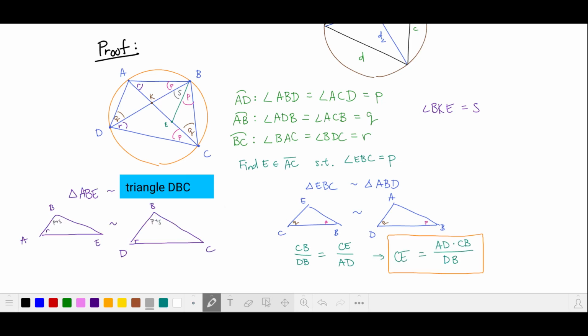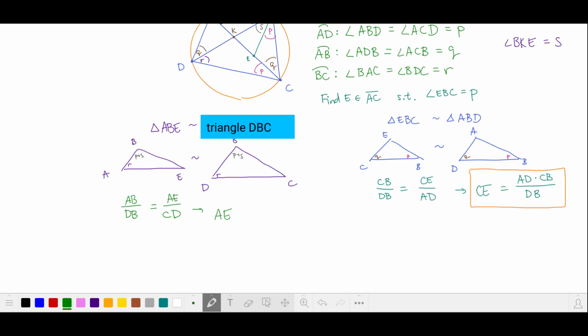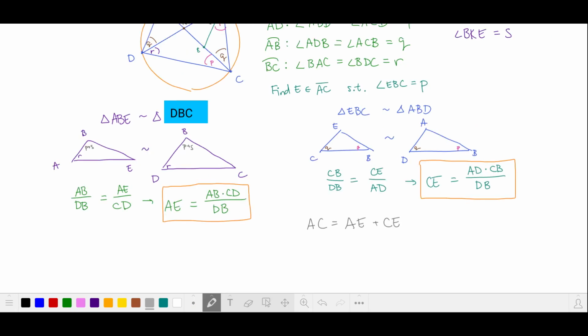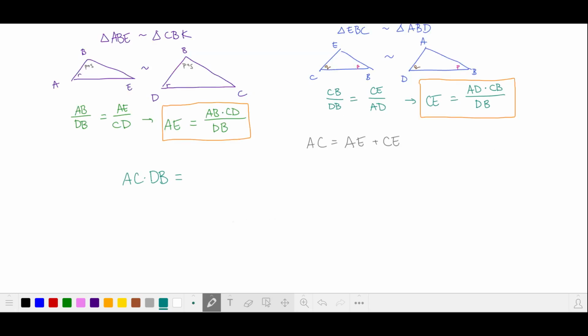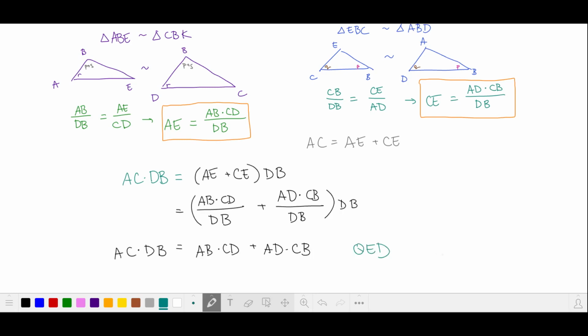We have another pair of similar triangles. Triangle ABE is similar to triangle CBK. So we have this relationship, and let's solve for AE. We have the diagonal of our quadrilateral AC is equal to AE plus CE. Let's start by taking the product of the diagonals and substituting. And our proof is complete.